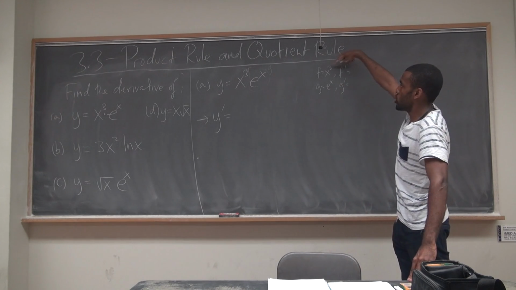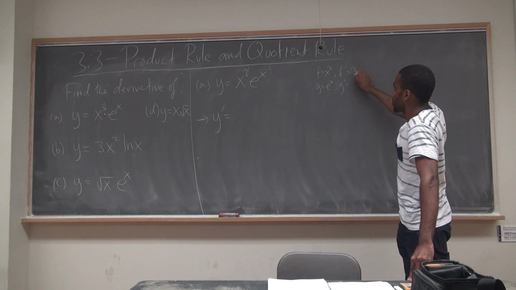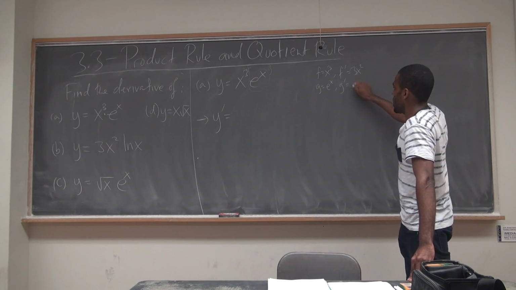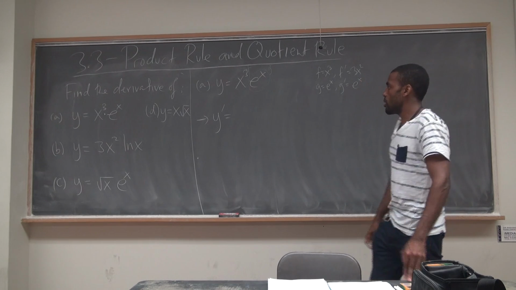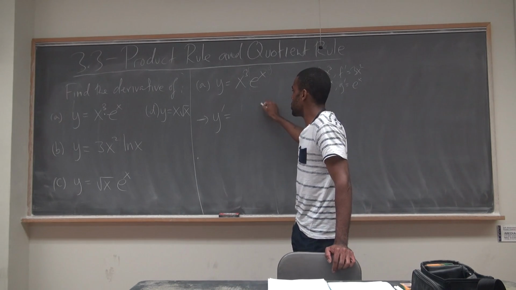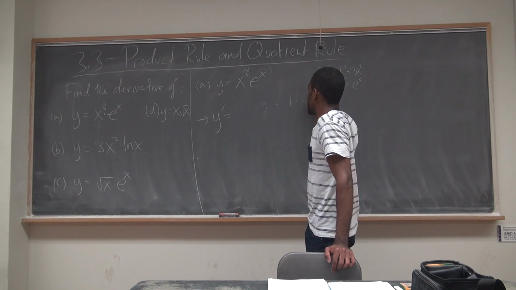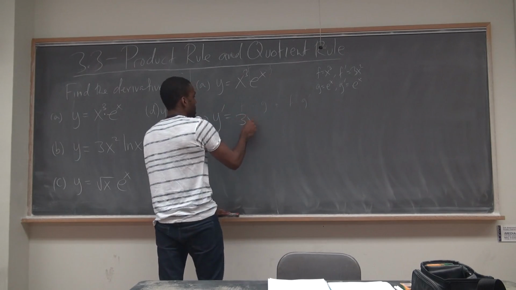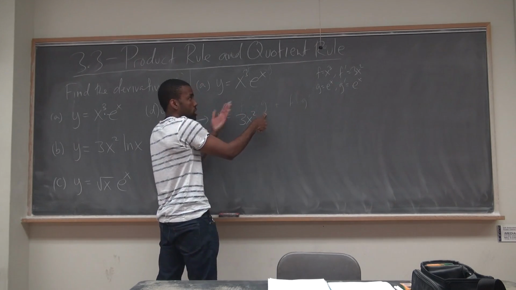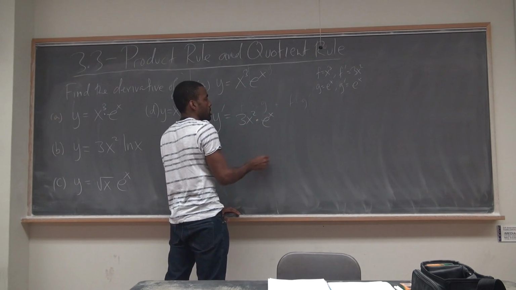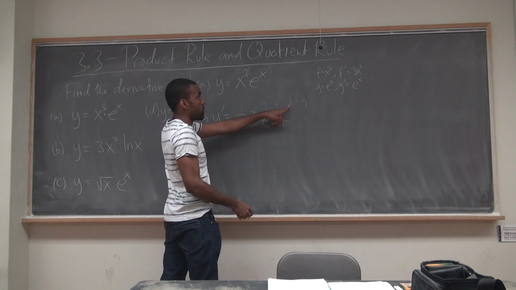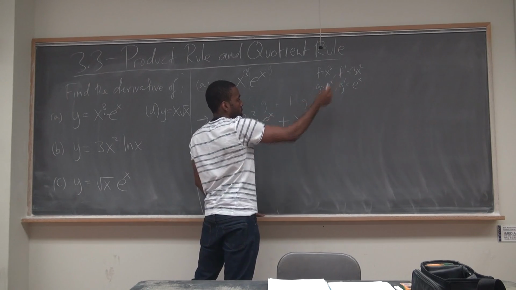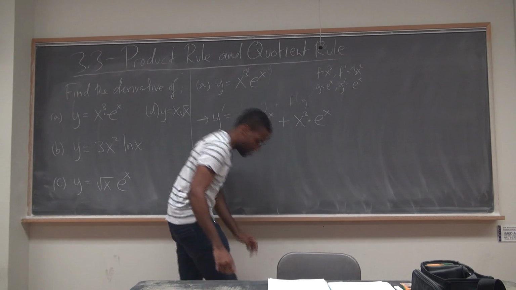So if f is equal to x cubed, what is f prime? 3x squared. And if your g is equal to e to the x, g prime is e to the x. It's its own derivative. So now I know here I have to put f prime times g plus f times g prime. F prime is this guy, so that's going to give me 3x squared times g, which is just the original function, e to the x, plus f, which was x cubed, times g prime, which ends up being the same thing, e to the x.